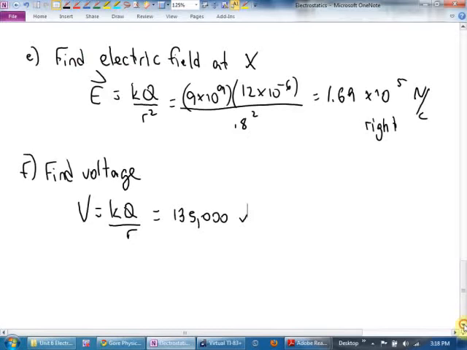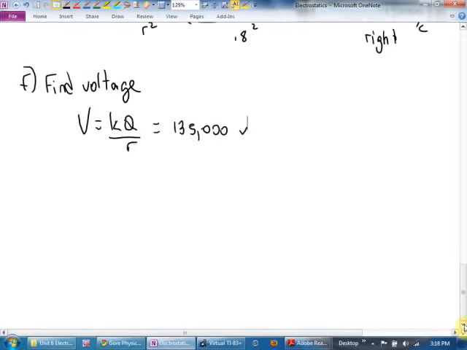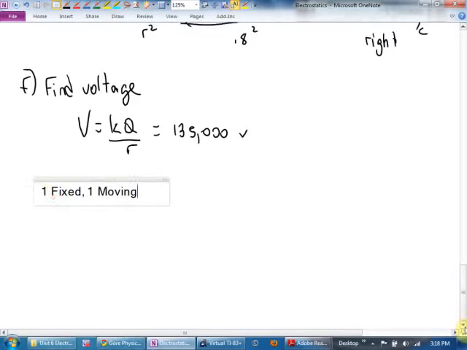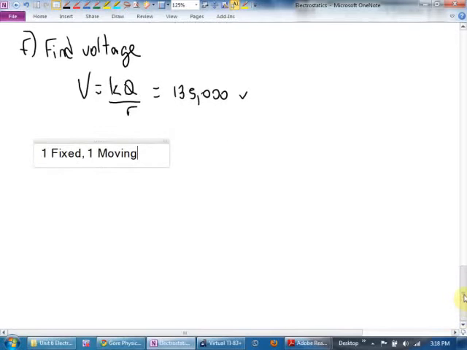The other question that we liked to ask involved one fixed charge and a moving charge and work. So, one fixed, one moving. Too far. Not far enough. Too far again. Oh, I see. You're just taking me there no matter what. Okay.